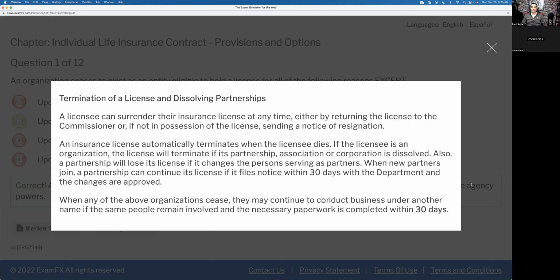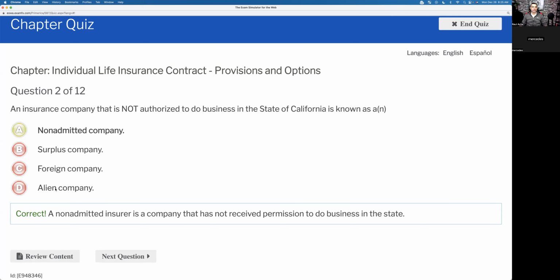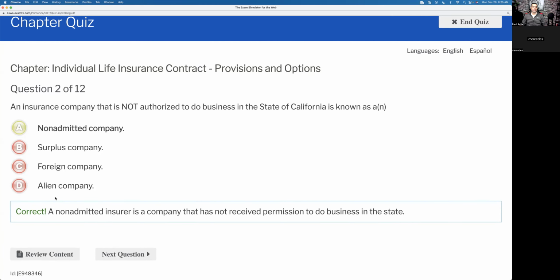An insurance company that is not authorized to do business in the state of California is known as, I would say, a non-admitted insurer. Okay, a lot to learn here. Ignore B, okay? B is just bogus.